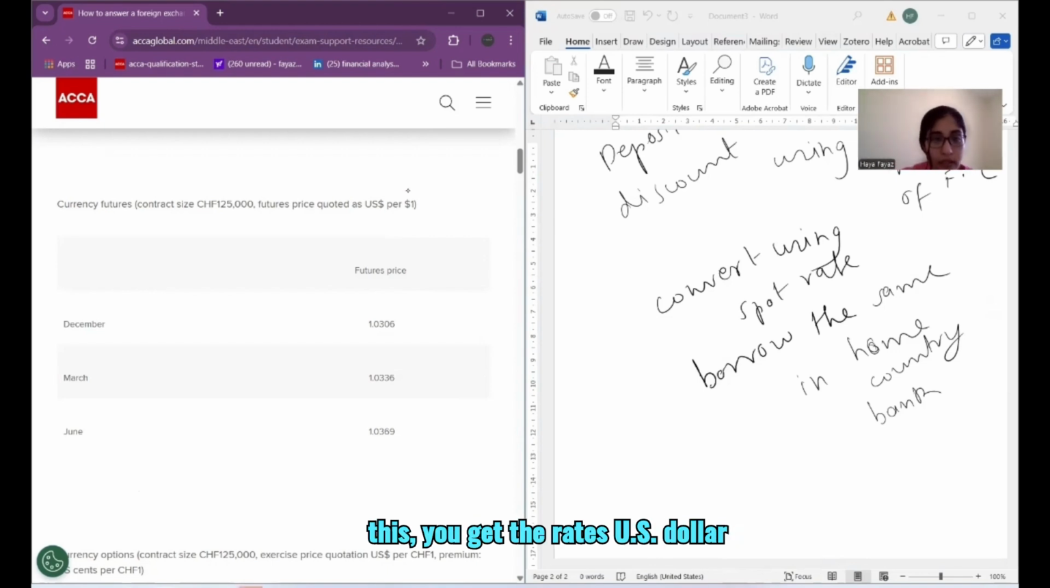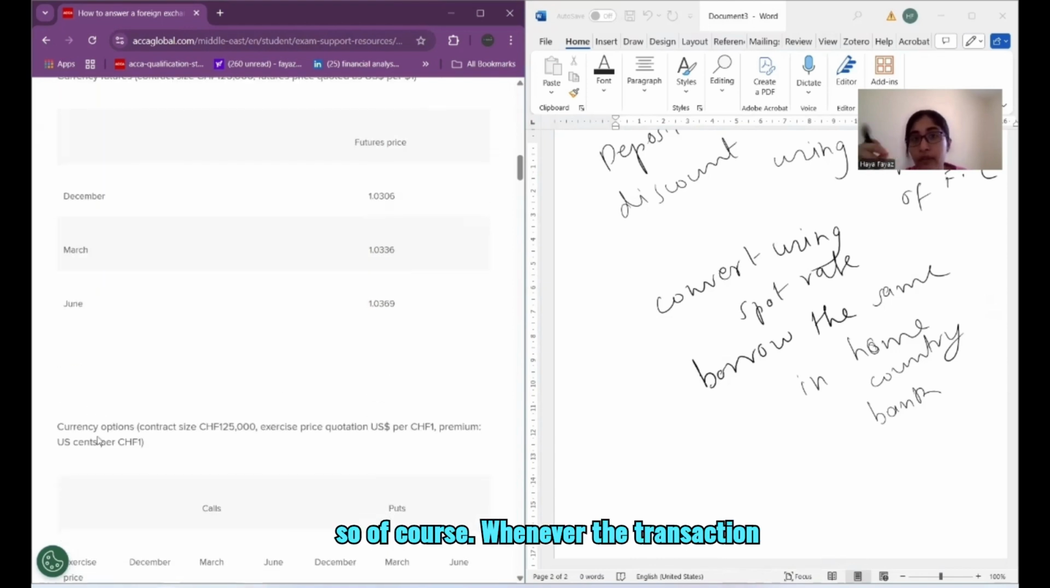And then you get the rates, US dollar 1.031, December, March, June. Of course, whenever the transaction date takes place, that is 31st May, only a futures date after that is supposed to be considered. Otherwise, it's of no use. So clearly, I will consider June futures 1.0369. I'm not going to take March and December because they are clearly irrelevant. My transaction is not taking place in any of those months or any of the months prior to them, so I am not going to be concerned with those.